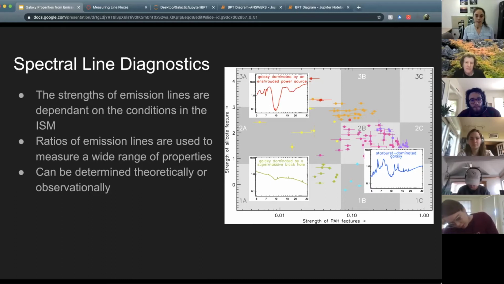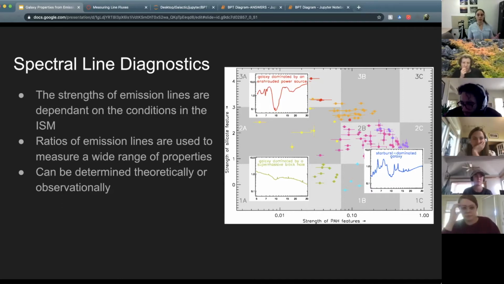Very typically, instead of using just the single line, you'll use a ratio of emission lines, because that will give us further information about what's happening inside of a galaxy. And these diagnostics will either be determined theoretically or observationally. You can either pour a lot of physics in and figure out what you expect to see and then use that to assess what's happening in a galaxy, or you can go out and get a ton of observations of emission lines and plot them and separate them by different galaxy type and use that to come up with a diagnostic tool.